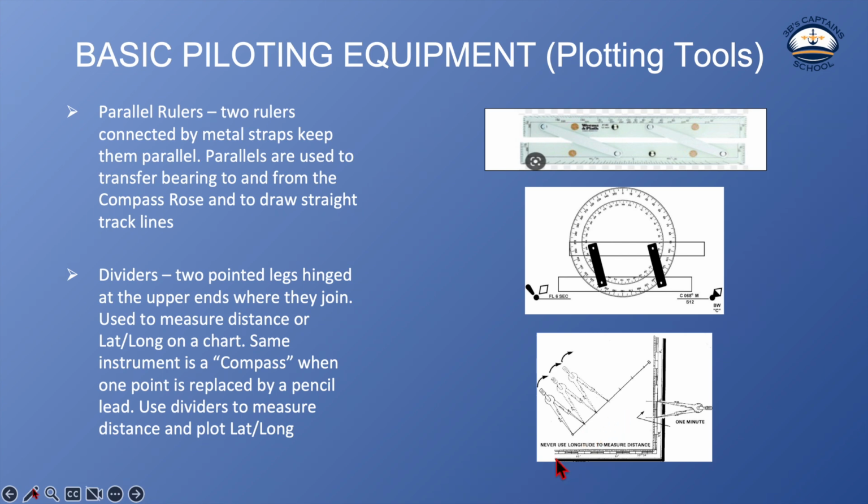If you look at this diagram here, you can see the corner of a chart, and they've got the dividers out here measuring distance. So the first thing they did was go to the latitude scale and set the dividers up at 1 nautical mile. And remember, latitudes are parallel, so 1 minute of latitude equals 1 nautical mile. Then they placed the point at the beginning of the track line, measured a mile, turned the dividers over, flipped them around while this point right here stayed in place, measured the second nautical mile, then measured the third nautical mile.